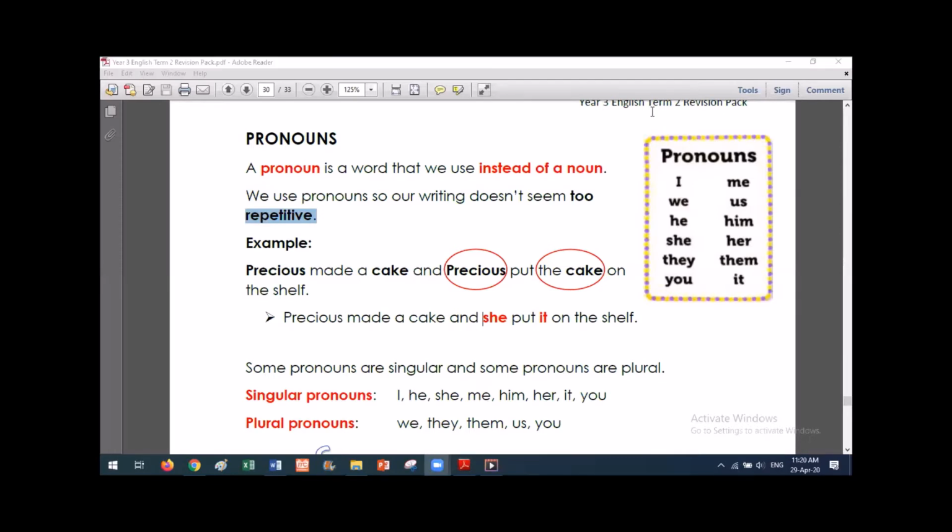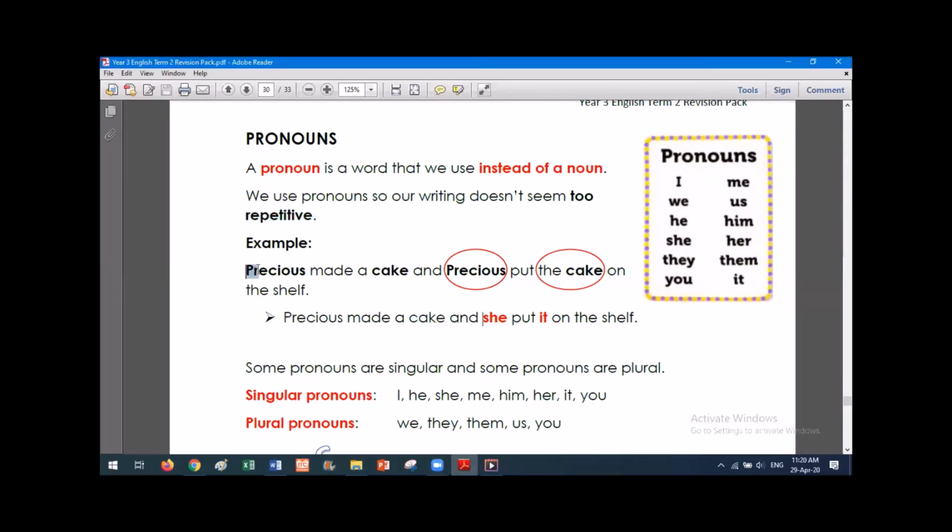And so when we're doing our writing, any kind of writing, we have to try and make sure that we don't sound too repetitive. Here's an example. Precious, cake are both nouns. Precious is a person and cake is a thing. So let's have a quick little review of these things. We have people, places, things, and ideas as well.